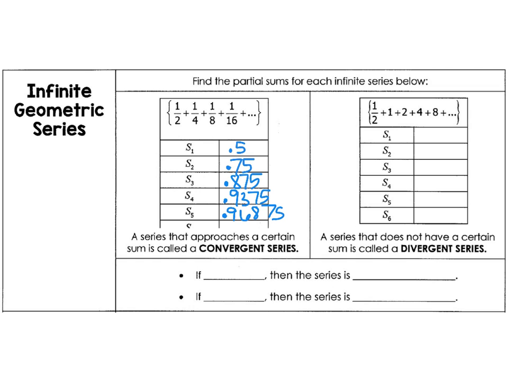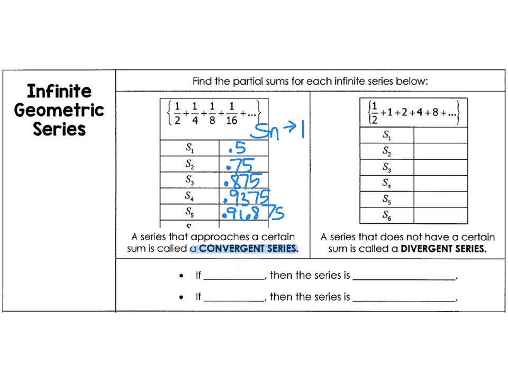So we say that a series that approaches a certain sum, we call this a convergent series, because the sum of this series is approaching 1, and that's what the arrow means. It's going to get really, really close to 1, with lots of decimal places, infinitely close to 1, but never hit 1. This is a convergent series. Our series is converging to a value of 1.